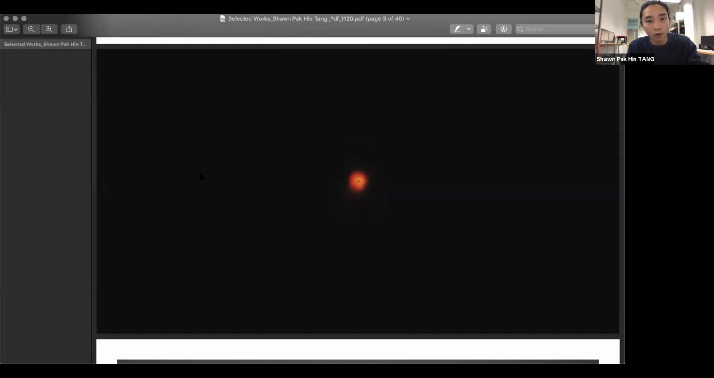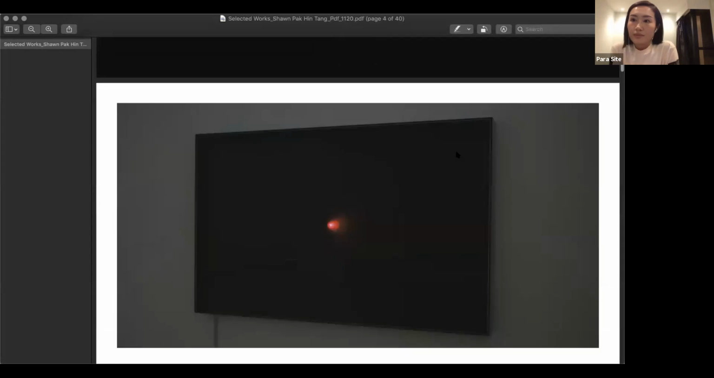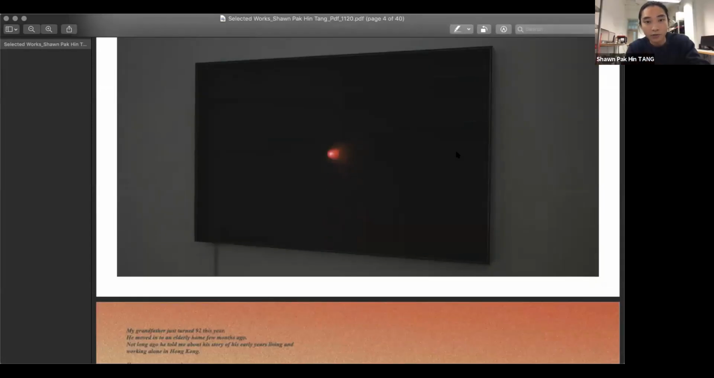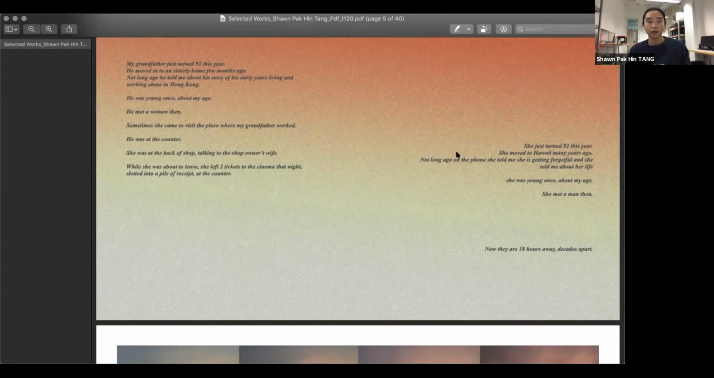So this work is called Two Suns. So this is the appearance of the light box. Actually, I turned on the lights and took a picture, because in the totally dark environment, it's very hard to take a picture of the light box. So the whole work begins with a narrative.